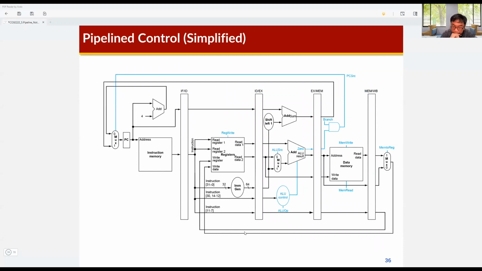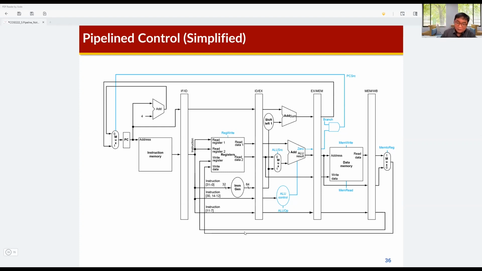So our data path elements require control signals. This reg write is the control signal for the register file, and then the ALU control unit receives the ALU OP signal, and then the ALU receives the ALU operation. Also, you can find this multiplexer receives the ALU source, and then mem write, mem read, then PC source.